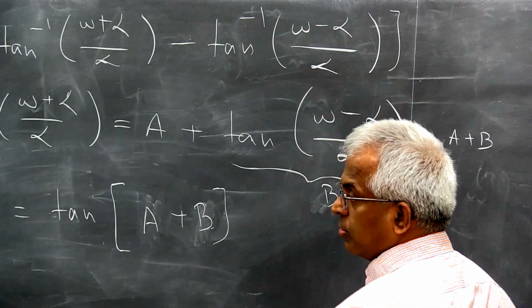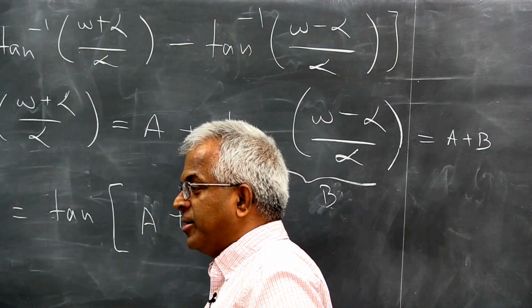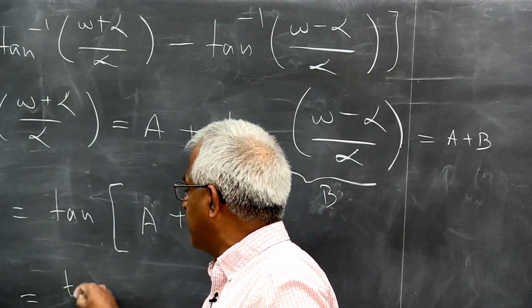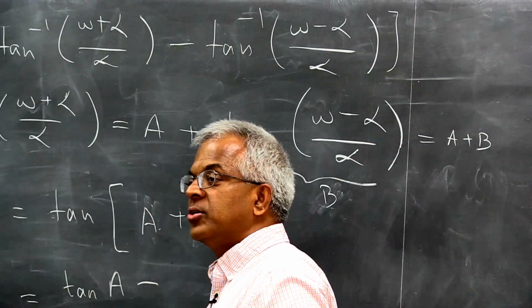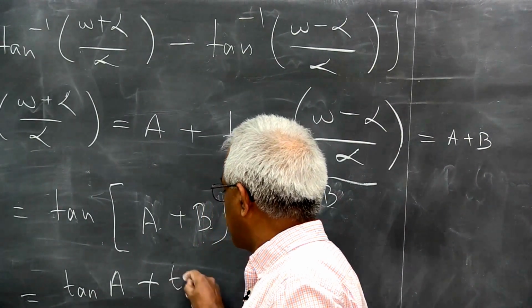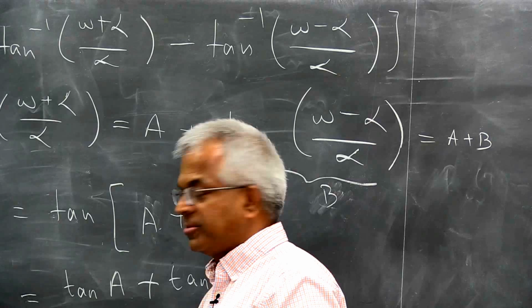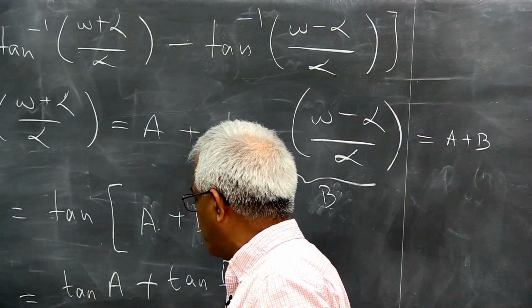So how do you expand this? Did you forget? Tan A plus B is what? One minus tan A tan B in the denominator. Oh, so there is some hope. Somebody remembers.